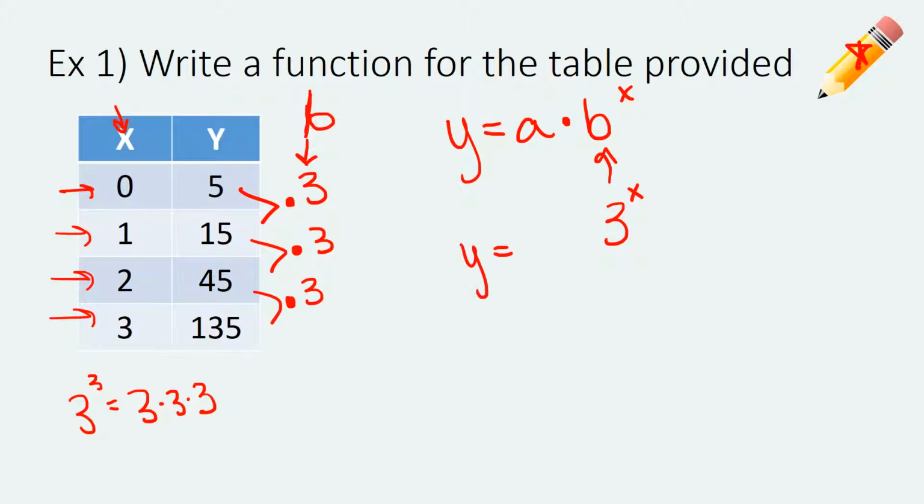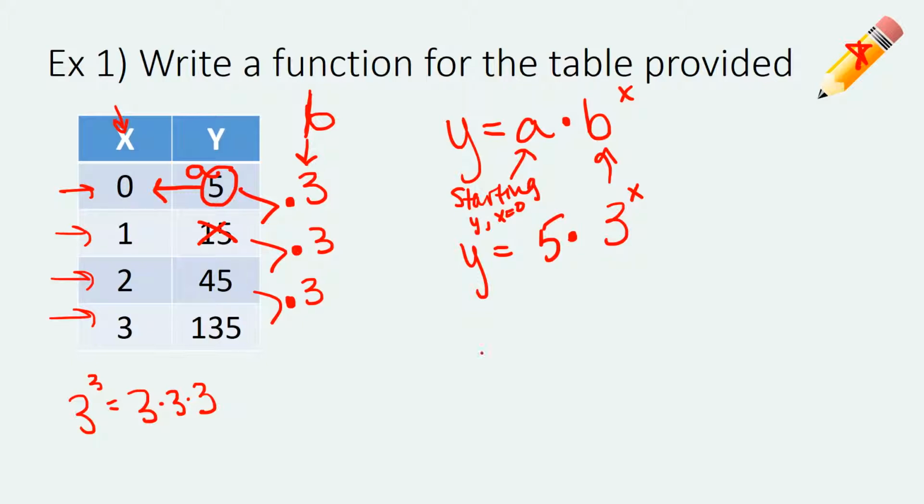Okay, A is going to represent our starting value. So A is always going to be what our y value is when x is 0. It's not when x is 1, so it's not 15, and it's definitely not anything else, but our starting value means our y value when x is equal to 0, okay? So in this case, that would be 5.